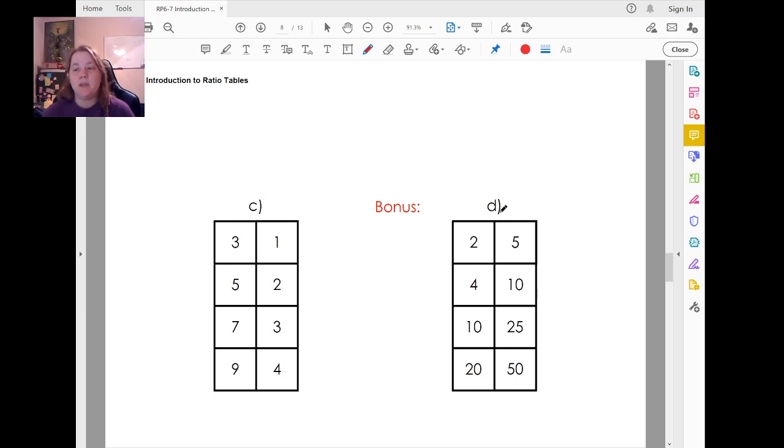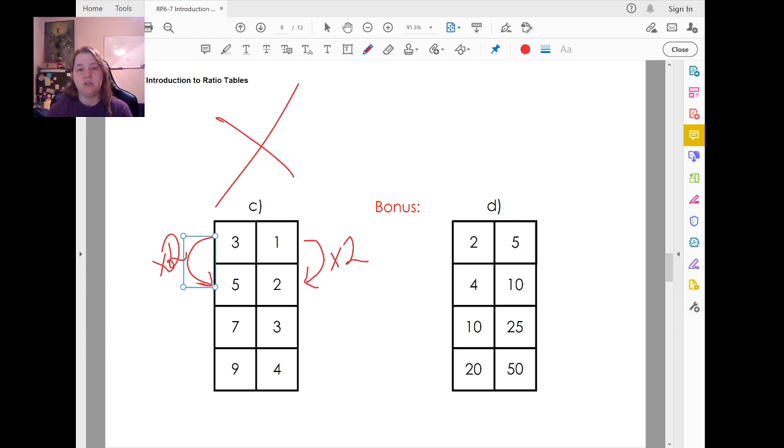Welcome back. Let's take a look at this first ratio table. What do we multiply to go from 3 to 5? 3 to 5. I can't think of a whole number that's going to work for that. Maybe I'm missing something. So I'm going to check on the other side and then check that against what's on this side. I know that 1 times 2 is 2. So if I multiply 3 times 2, do I get 5? No, this is not a ratio table.